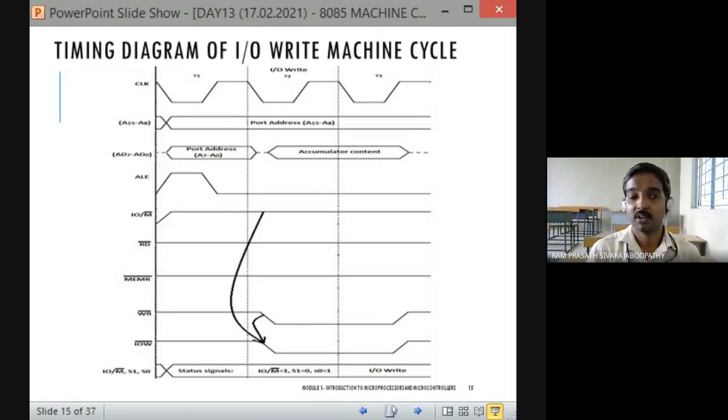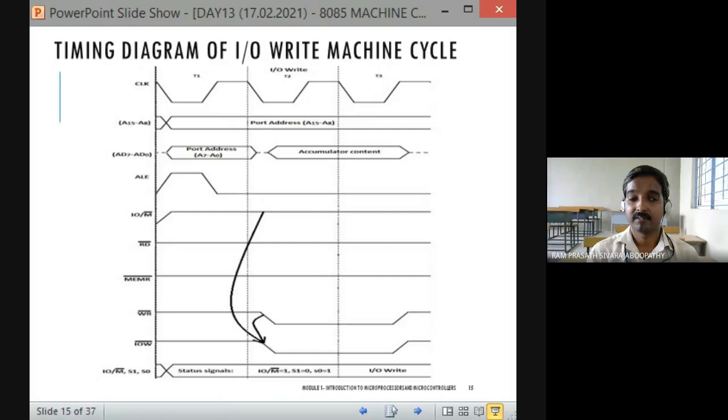Totally I have told you 5 machine cycles: opcode fetch, memory read, memory write, IO read, IO write. Correct? Only the opcode fetch takes 4 T states, whereas the remaining ones, memory read, memory write, IO read, IO write, take 3 T states only. Fine? Is it clear now?